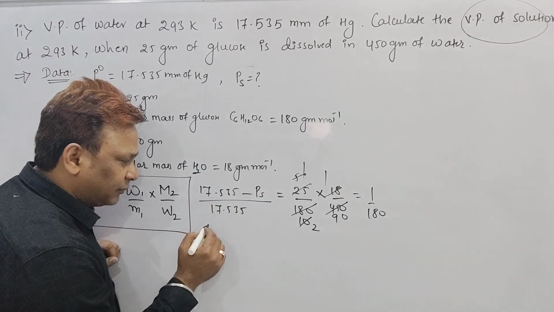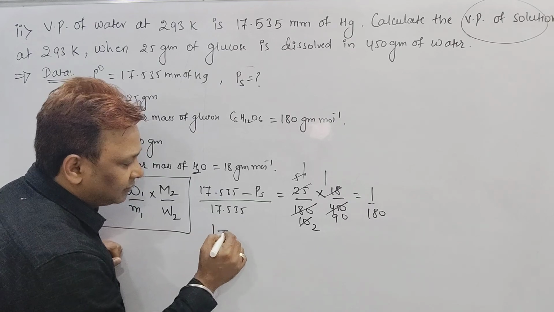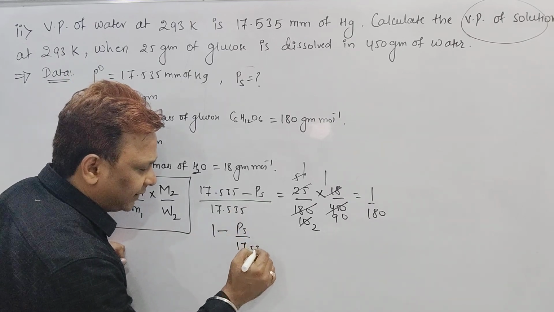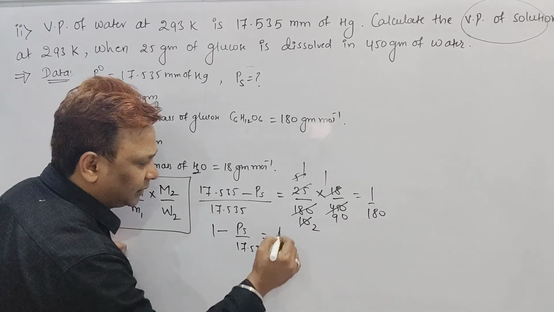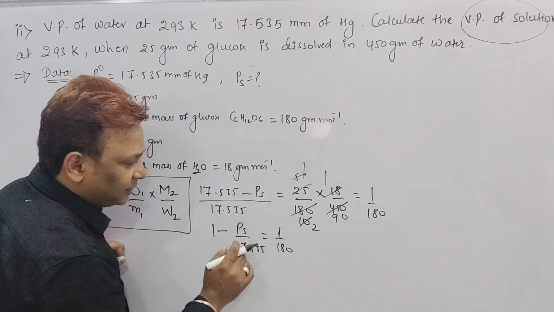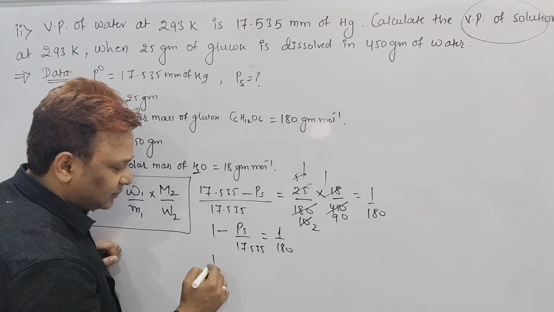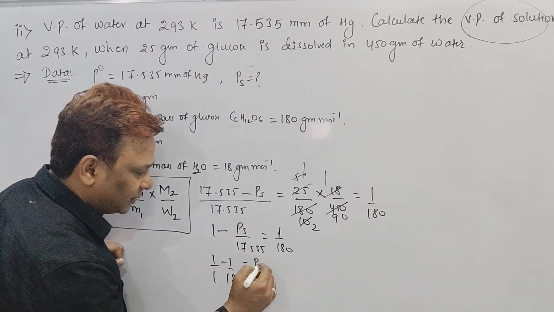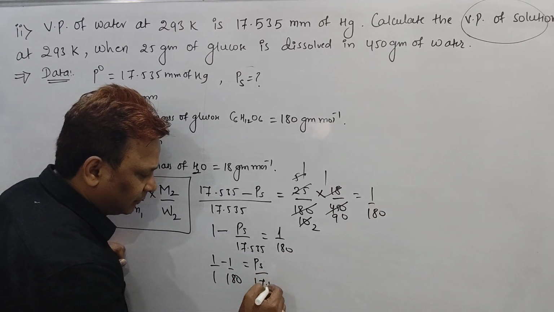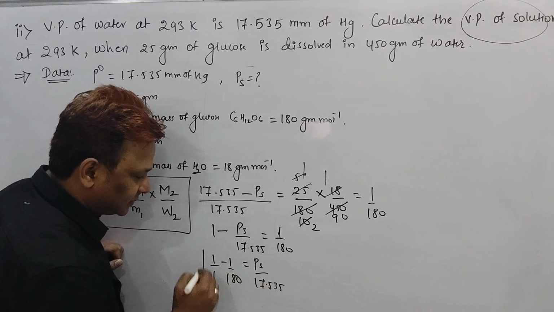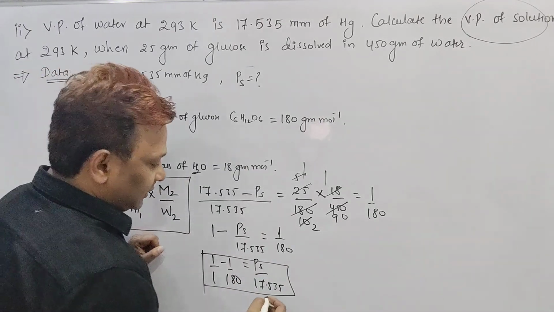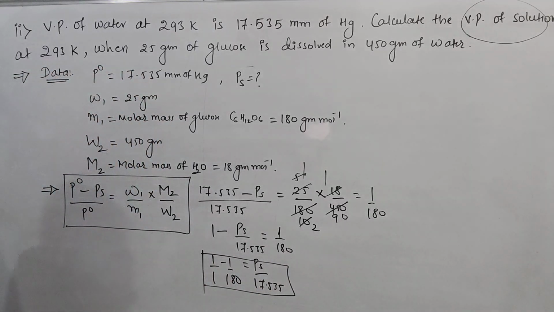17.535 by 17.535 becomes 1 minus PS by 17.535. It is equal to 1 by 180. It goes to here, this comes here: 1 by 180, 1 minus 1 by 180 equal to PS by 17.535. Is it clear? Now get the value of PS. How? Here, 1 by 1 minus 1 by 180.